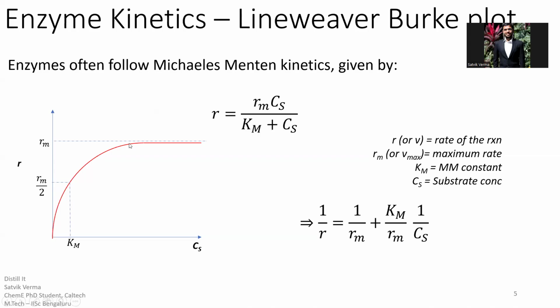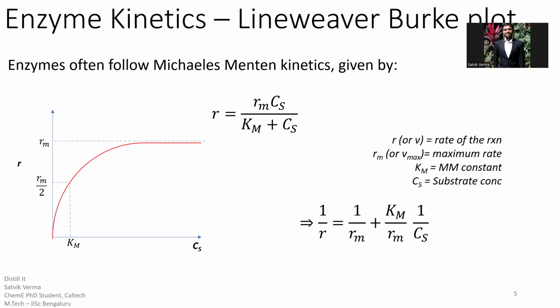Rm is the maximum rate of the reaction. So for a very high concentration of the substrate, the rate approximately asymptotically reaches Rm, right? So for a very high concentration of CS, that would be a very high rate of the reaction, right? So this is in principle not at all linear, right?